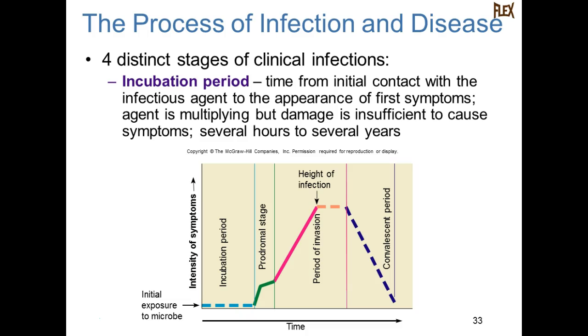So the last part of this chapter takes a look at the process of infection and disease. And when a person gets sick, we see 4 distinct stages of clinical infections. And we're talking now about bacterial, viral infections, protozoan infections. And the first part of the infection will be the incubation period.